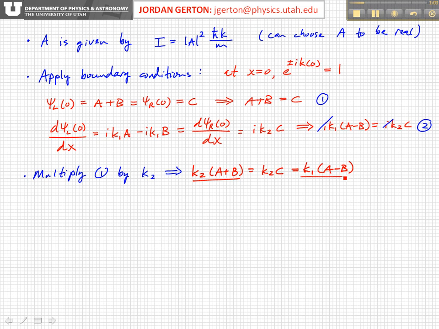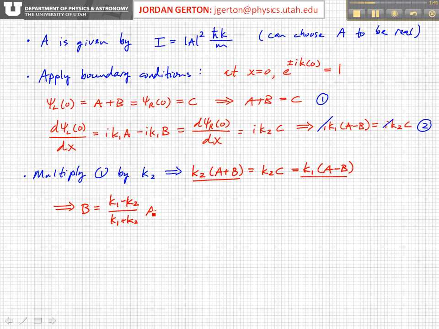And this leads to the relation that B is equal to K1 minus K2 divided by K1 plus K2 times A. So this gives you a relationship between A and B. And again, A squared is the density, the number of particles per unit length, and so it's not arbitrary, as we discussed before.